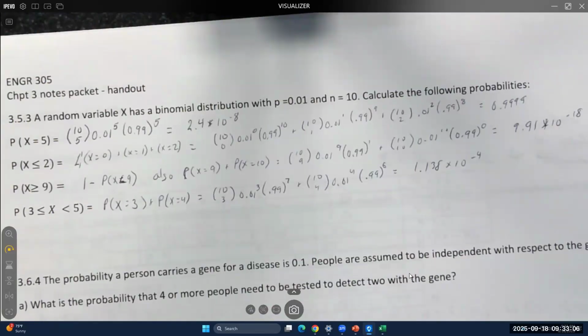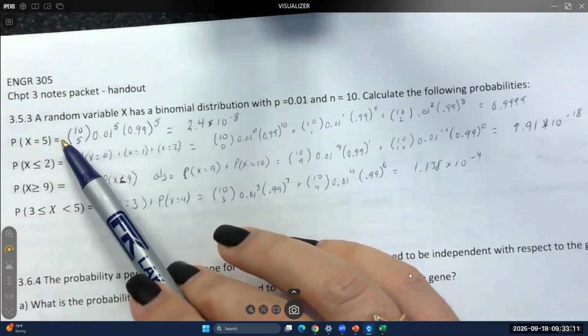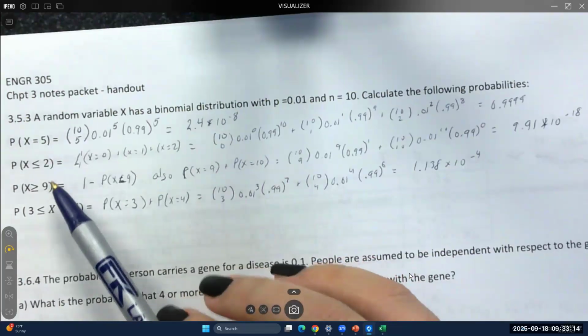So you'll have a question in your homework that will be very similar. It'll give you a couple different versions: equals to, less than, greater than, and a range.